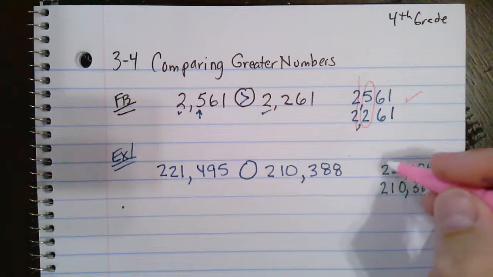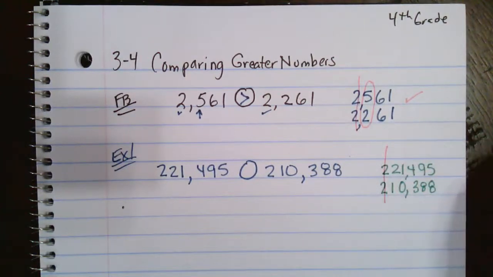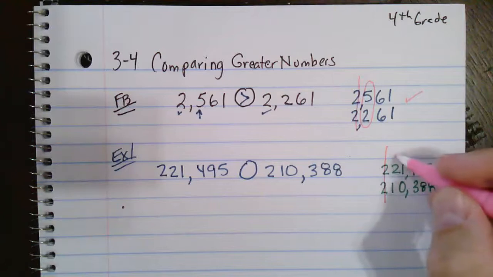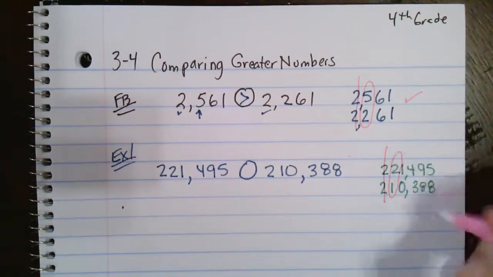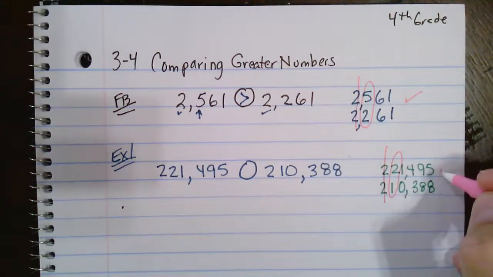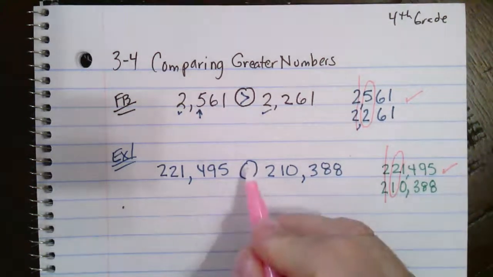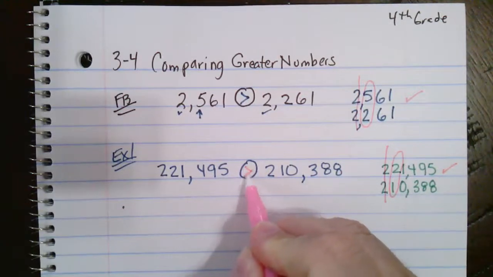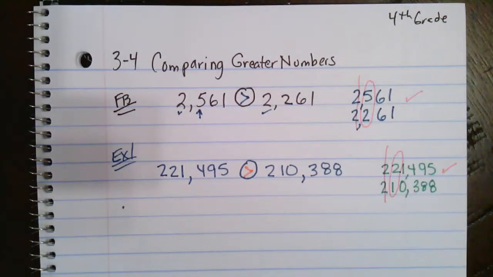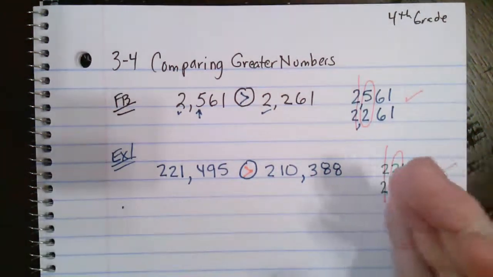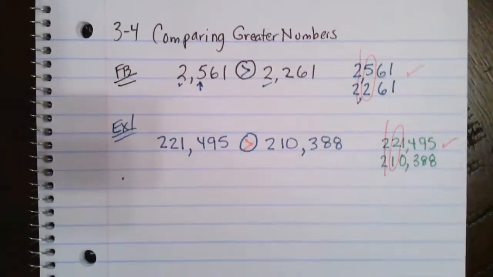So I start off with my largest place value. The hundreds of thousands are the same. When I get to the 10,000s, that's when they are first different. And I can see 2 is larger than 1. So there's my larger number. So I can say 221,495 is greater than 210,388. Some of these aren't always going to be decided in the first or second place value. You might get problems where they go out 3, 4, or 5 place values before you can decide which one is larger.